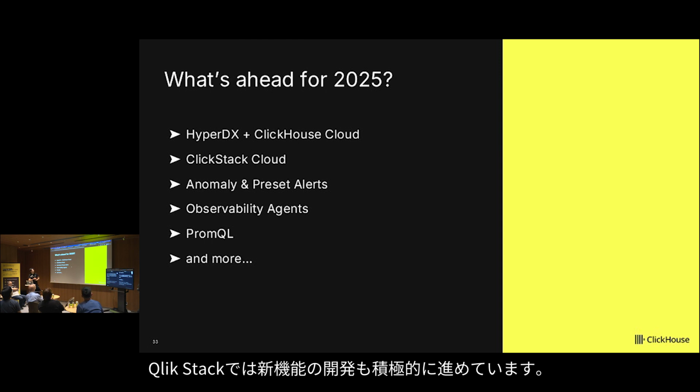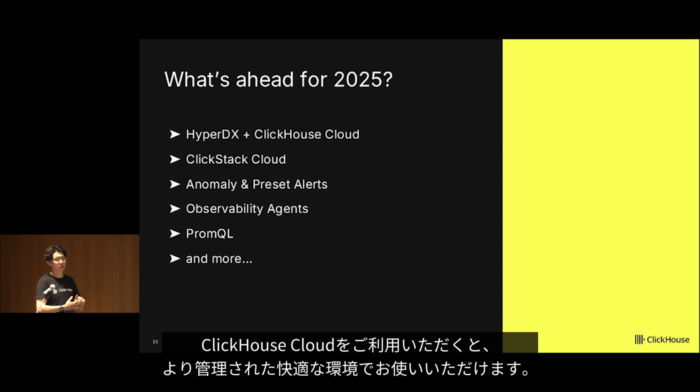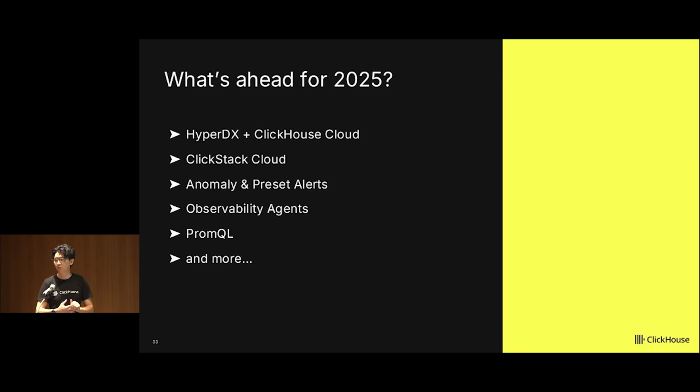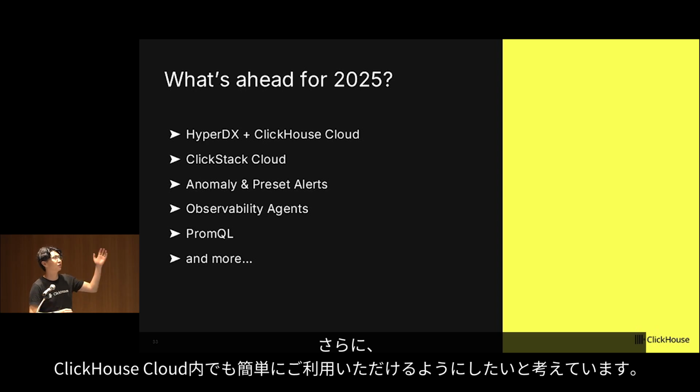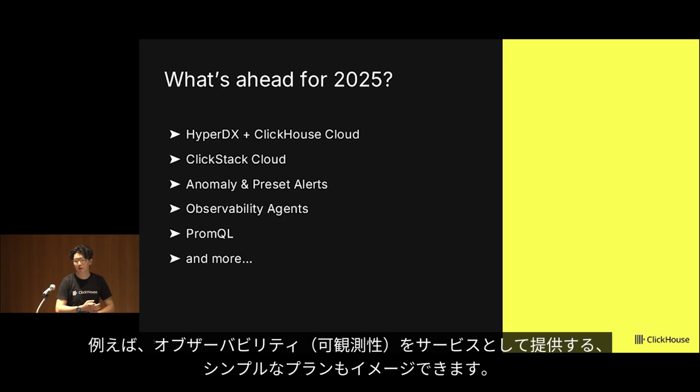Of course, there are a lot of features we're working on ahead for ClickStack. One of them is integrating with ClickHouse Cloud. If you're using ClickHouse Cloud, there'll be more of a managed experience. While it's open source today and you can deploy it on your computer, we also want to make it really easy to use in ClickHouse Cloud, and also have it spun up as a vertical SaaS offering, whether it's called ClickStack Cloud or something else. You can imagine a more simplified offering where you get observability as a service.